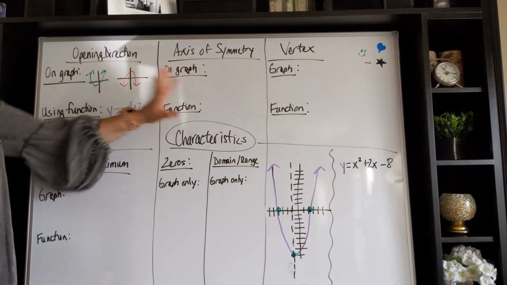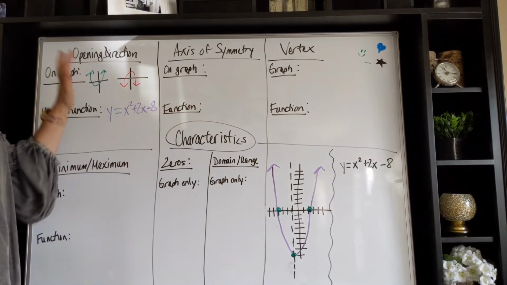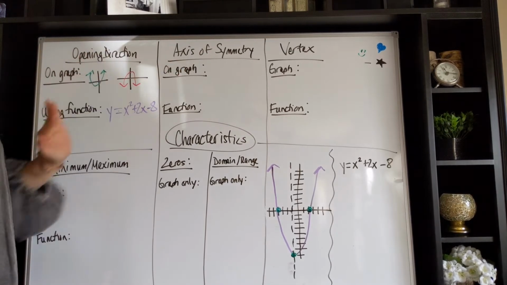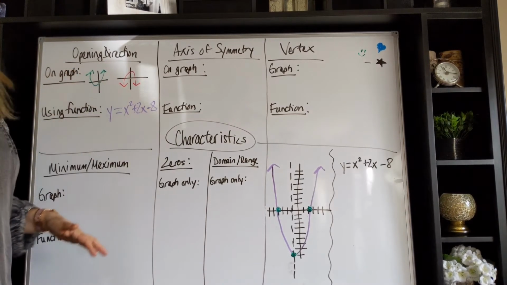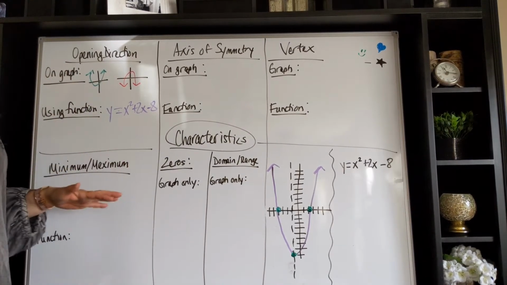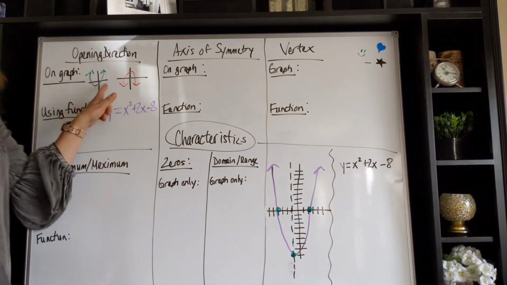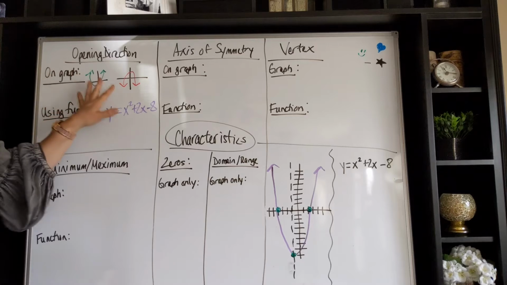This time we're going to talk about the characteristics of a quadratic function and how you can use a graph and how you can use the actual function to determine these key features or characteristics of a quadratic function so that eventually you could graph a quadratic function by yourself using all of these characteristics. So the first thing we want to talk about is whether the quadratic opens upwards or downwards on a graph.